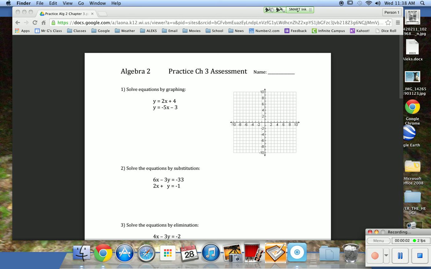Here's the practice assessment, chapter 3. We start off solving equations by graphing. If we use this right here, y equals mx plus b, which is our slope-intercept form, right? Then we know that this is our slope. This is our y-intercept. And if we use that for each one of these equations, we should be able to figure this out.